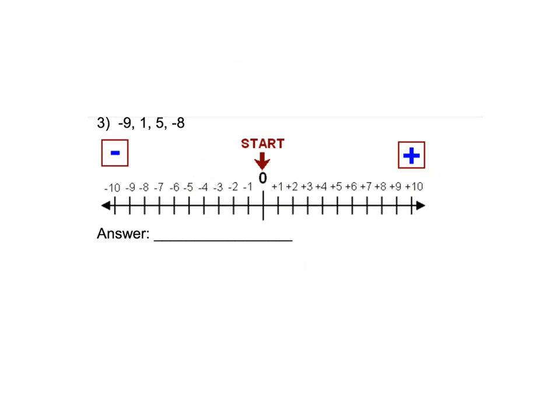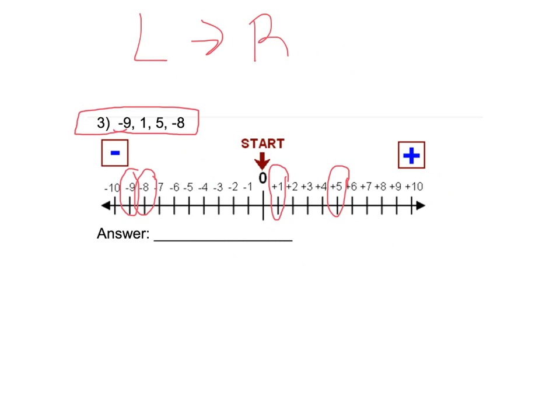Here's our other example looking at going from the smallest number to the largest. So I have -9, 1, 5, and -8. So again, I'm going to find all these numbers on the number line. -9, +1, +5, and -8. So again, I have to look from left to right for my smallest. So when I do that, I see that all the way down here on the left is -9, followed by -8, +1, and +5.